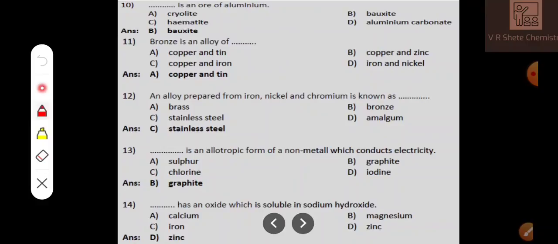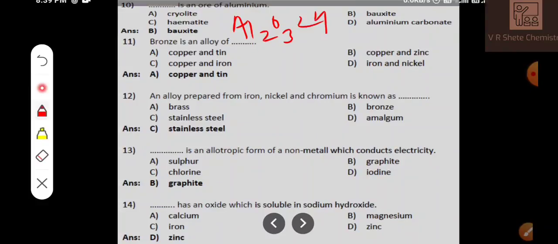Next, the ore of aluminum is bauxite, Al2O3·2H2O. This is the formula of bauxite. So this is the aluminum ore.